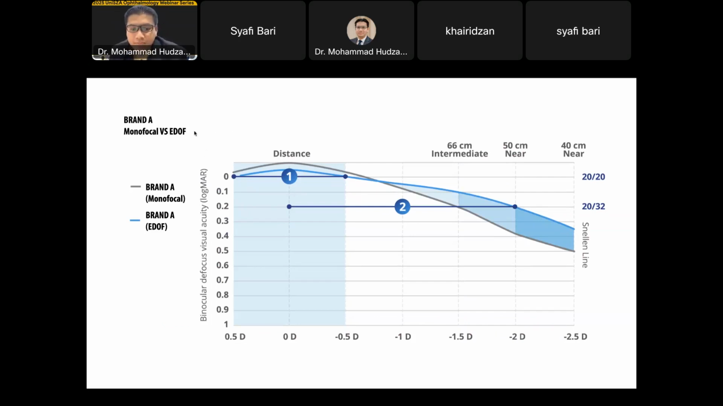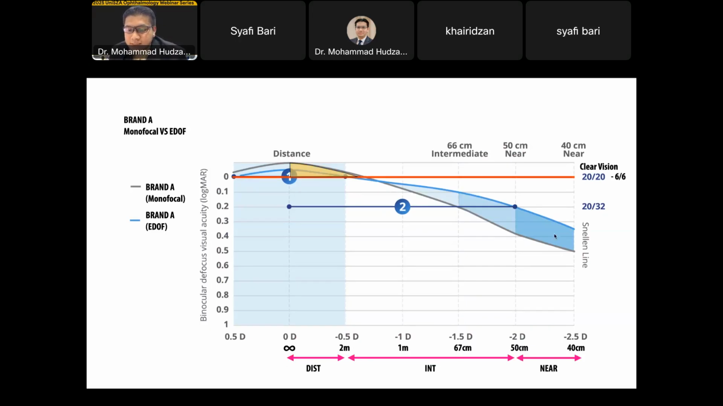Okay, let's move to the other example. In this brand A, they compare the monofocal versus EDOF. Okay, this is the range of vision that is tested. If we compare, the gray line is a monofocal lens. If we decide that the clear vision is 6/6, the monofocal lens can provide good vision at infinity until 2 meters here. But the EDOF lens can basically provide about the same range of vision, infinity until 2 meters, if we really decide the clear vision of 6/6.